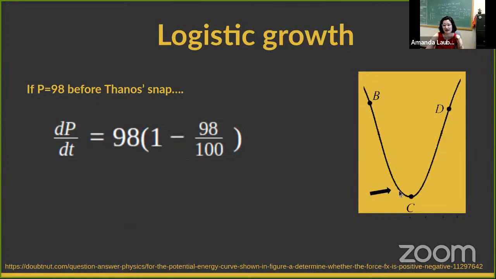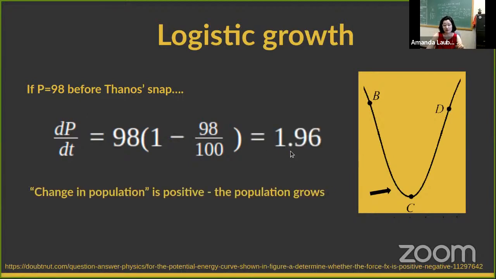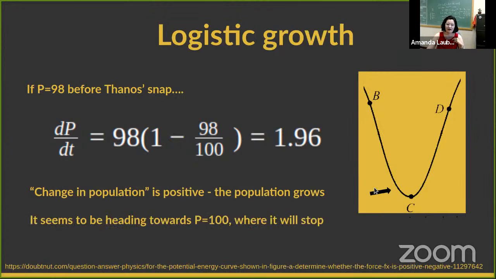But if you think about being at 98, just a little bit before reaching 100, maybe that's a population that Thanos sees as reaching its limit of what the environment can support, and so he's going to snap them away. Their growth before his snap would have been 1.96, so about 2. So the growth rate, dP/dt, is 2. So the population is growing. It starts right here, and it's heading towards reaching 100. And probably it would stop at 100 because that's what we saw previously.